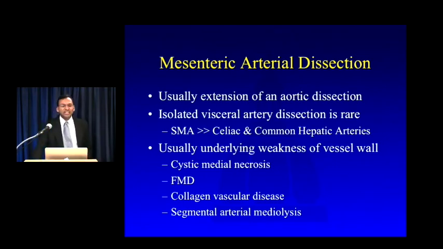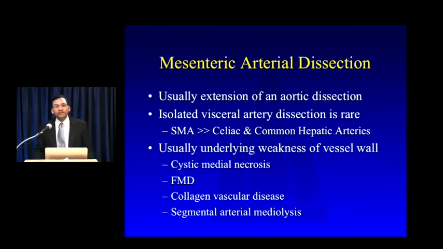So let's move on to our next vascular disorder, and that is mesenteric arterial dissection. Now, the vast majority of dissections that you see in the SMA or the celiac are going to be an extension of an aortic dissection. But that being said, isolated visceral artery dissections, even though rare, are being increasingly seen on CT because of our better spatial and temporal resolution.